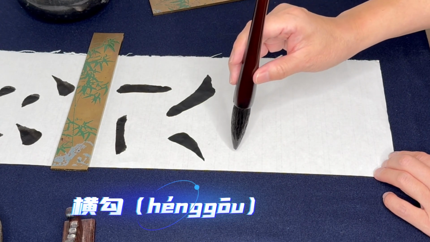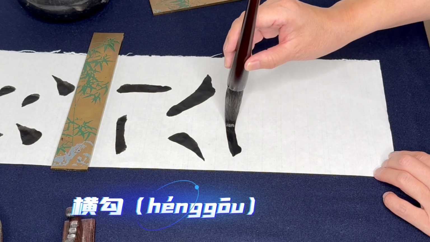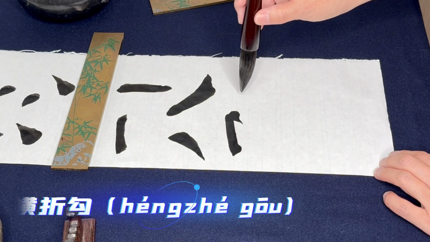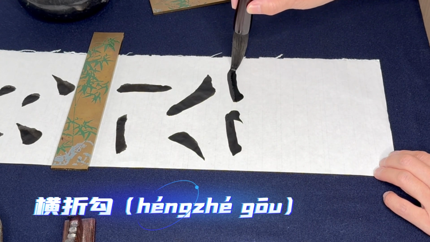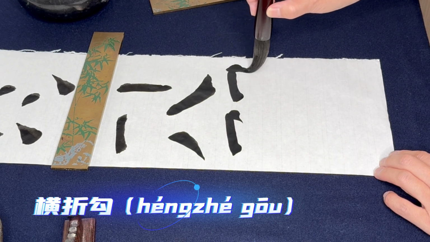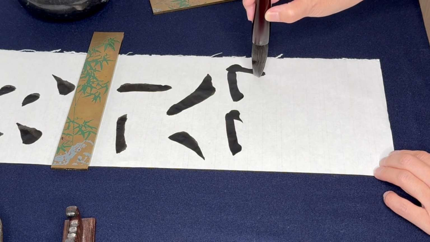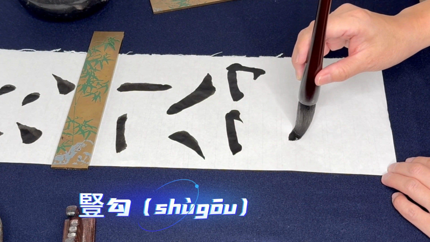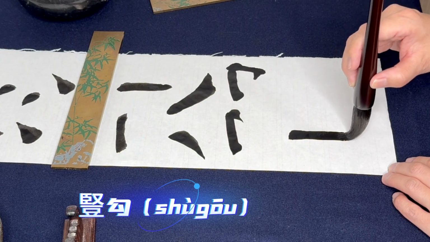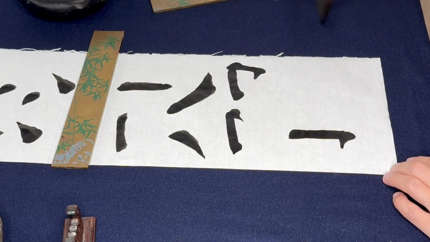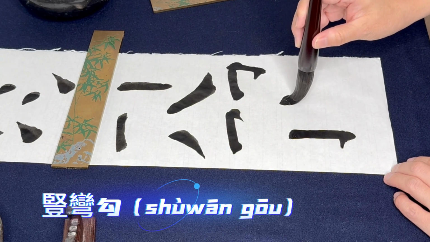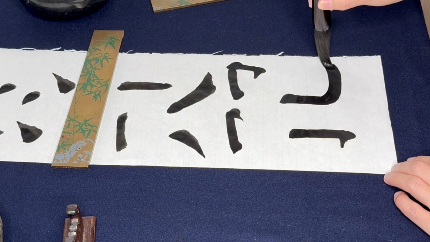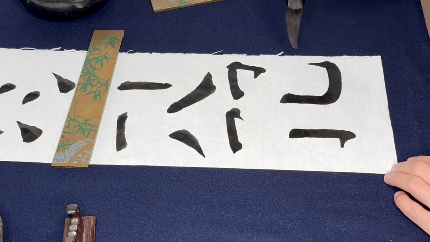横钩 (héng gōu) is a horizontal stroke with a hook. 横折钩 (héng zhé gōu) is a horizontal stroke with a turn and a hook. 竖钩 (shù gōu) is a vertical stroke with a hook. 竖弯钩 (shù wān gōu) is a vertical stroke with a bend and a hook.